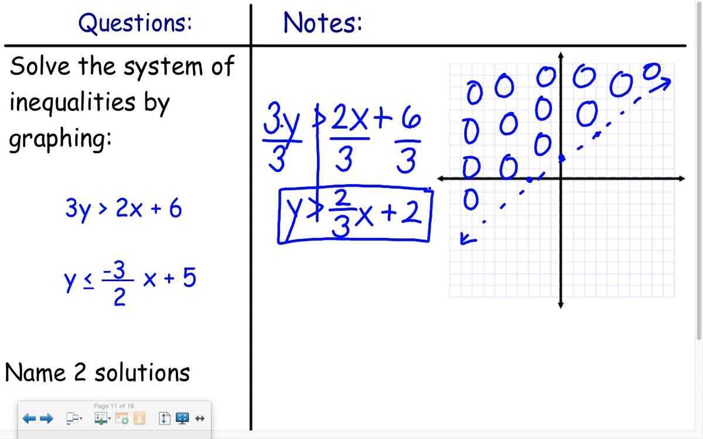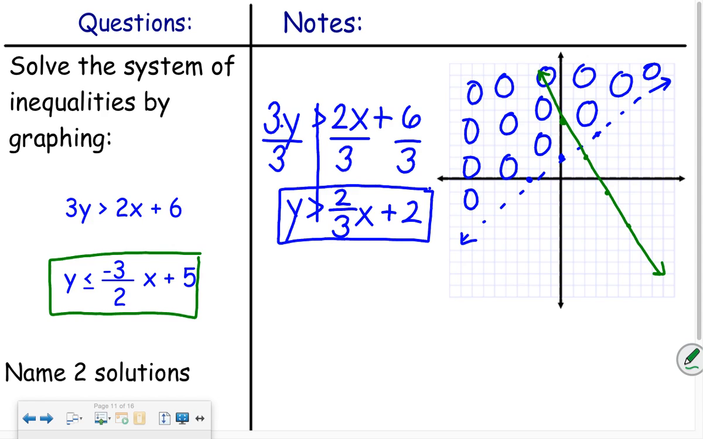All right. And my second inequality is already in slope-intercept form. So I can start by putting my first point at 5 on the y-axis. 1, 2, 3, 4, 5. And then my slope is -3/2. So down 3/2, down 3/2, down 3/2. Less than or equal to is a solid line. And then less than, so that means I need to shade below my line.